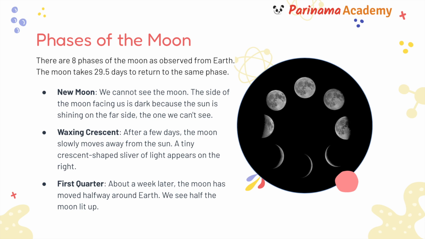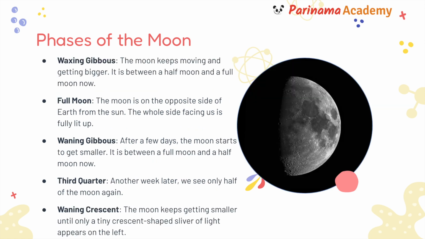Waxing crescent. After a few days, the moon slowly moves away from the sun. A tiny crescent-shaped sliver of light appears on the right. First quarter. About a week later, the moon has moved halfway around Earth. We see half of the moon lit up.